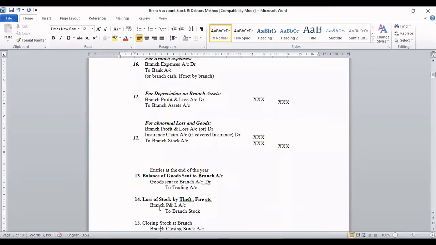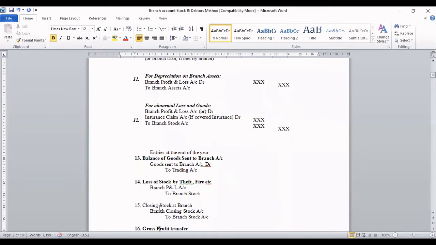And the next entry is closing stock at branch. If you don't understand this particular entry, simply, when you close your branch stock, you have to write by balance carried down. It's an asset, na? It starts from to balance brought down. It will close at what? By balance carried down. Fine. So this entry we have to pass for that.